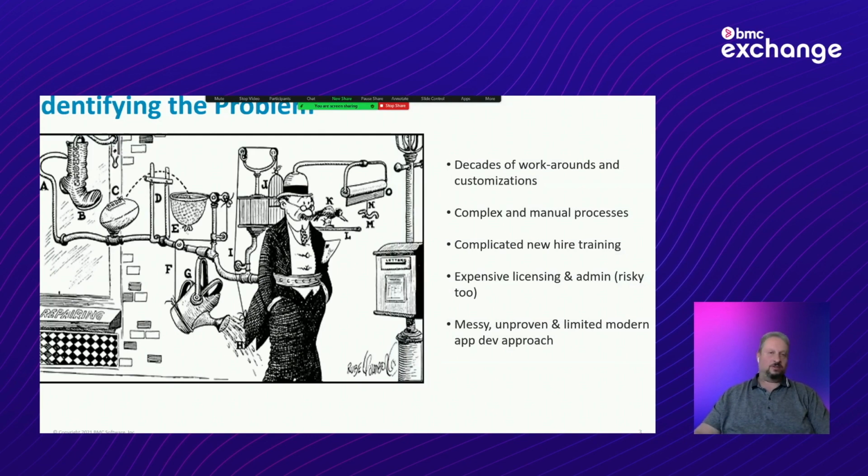Add to that expensive licensing and administration, and you basically had legacy systems that weren't really fitting the needs, that were built not for DevOps, not for agility, not for automation, not for extensibility. You had systems and processes and customizations in place that were rooted in waterfall.